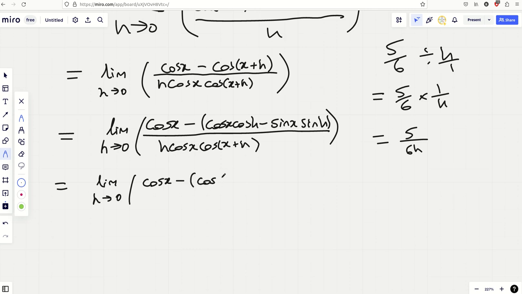Now, what are we going to have here? We're going to have cos x multiplied by 1 minus h squared over 2. That's just a small angle formula for cos. I can only do it on the h's. I can't do it on the x's. x isn't going to 0, h is going to 0. So I can only do it on cos h and sin h here. So this is going to become minus h sin x, and it's all over the same stuff as it was before.